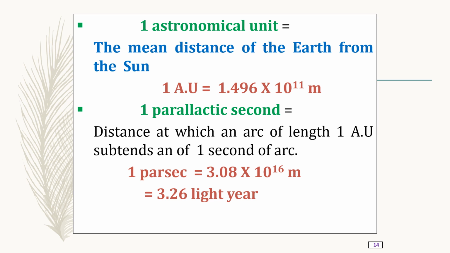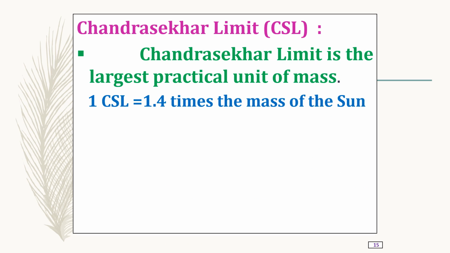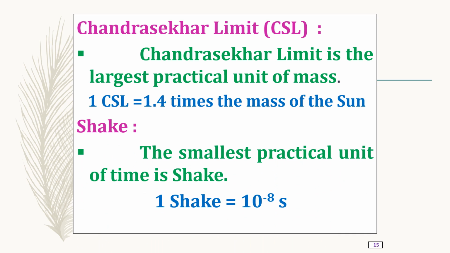The next one is the Chandrasekhar Limit, CSL, the largest practical unit of mass. So 1 CSL is equal to 1.4 times the mass of the sun. The next one is the shake. The smallest practical unit of time is the shake. 1 shake is equal to 10 power minus 8 seconds.